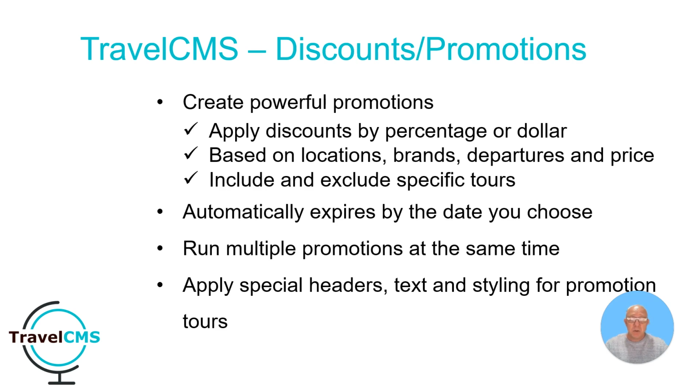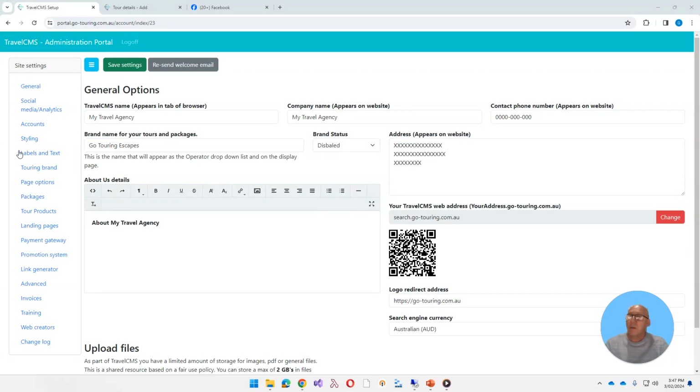You can run multiple promotions at the same time, meaning that you might have a promotion to Southeast Asia, you might have a promotion to Europe, and whenever somebody's searching, they'll see those details when the promotion is matched. You can apply special headers and text to your promotions to highlight that they are a promotion. Now I'm just going to show you the promotion system and then what it looks like on Travel CMS.